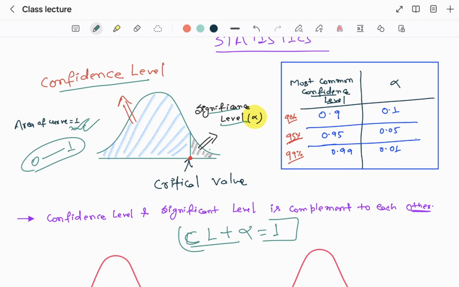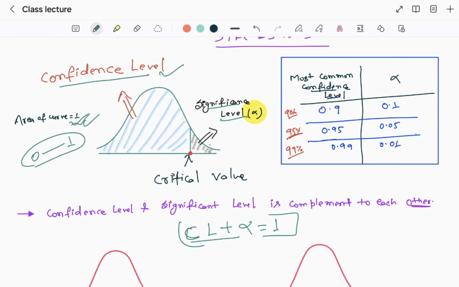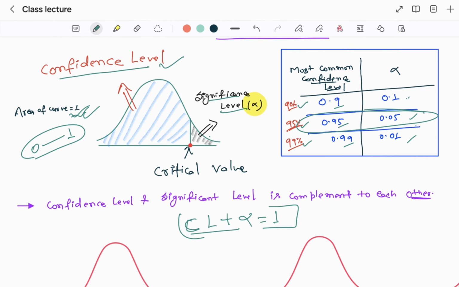So we see what the confidence level is. If our data is there, we are confident enough that our data will lie in this region. The most common confidence levels that we use are 90%, 95% and 99%. If we write them as fractions, that will be 0.90, 0.95 and 0.99. Correspondingly, the significance level will be 0.1, 0.05 and 0.01. So we consider these as our confidence level and significance level for our test analysis.